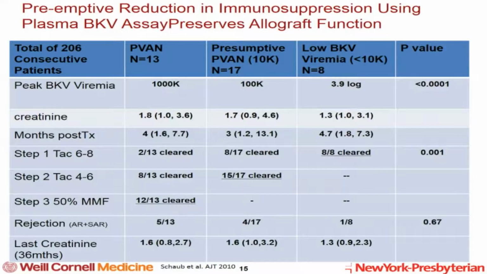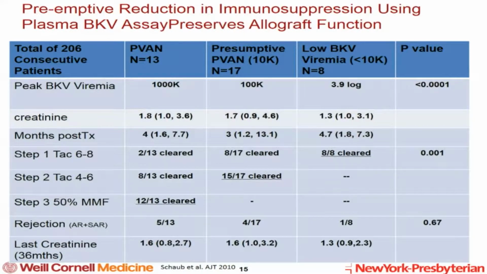So as you can see, the serum creatinine is a little bit higher in the group that had PVAN or BKVN diagnosis compared to those that only had presumptive or low level viruria. But what's interesting is that if you intervene at the earlier stage, low level of BK viremia, you have 100% clearance. And if you look at the bottom, the rejection risk is small.